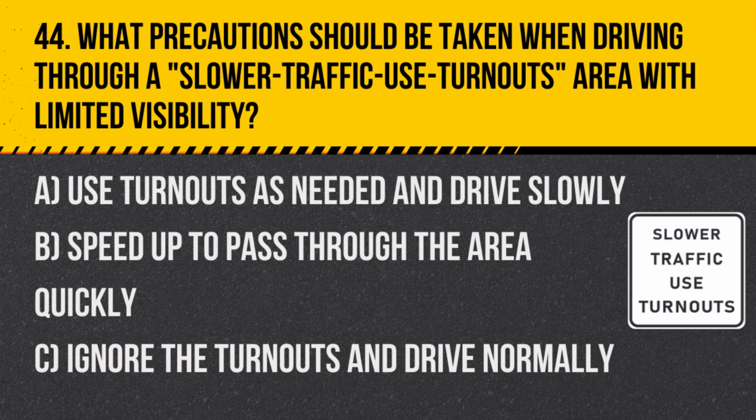Question 44. What precautions should be taken when driving through a slower traffic use turnouts area with limited visibility? A. Use turnouts as needed and drive slowly. B. Speed up to pass through the area quickly. C. Ignore the turnouts and drive normally. Answer A. Use turnouts as needed and drive slowly. Limited visibility requires extra caution.